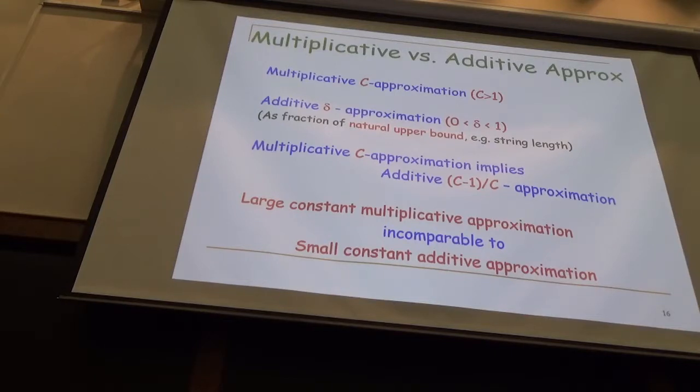If the factor C is large, like bigger than 2, then the additive approximation that you get from this is bigger than 1, which is useless because it's easy to get a 1 additive approximation. You just answer 0, and that's always a 1 approximation. So a large constant multiplicative approximation is incomparable to a small constant additive approximation. They're two separate problems. Questions on this?